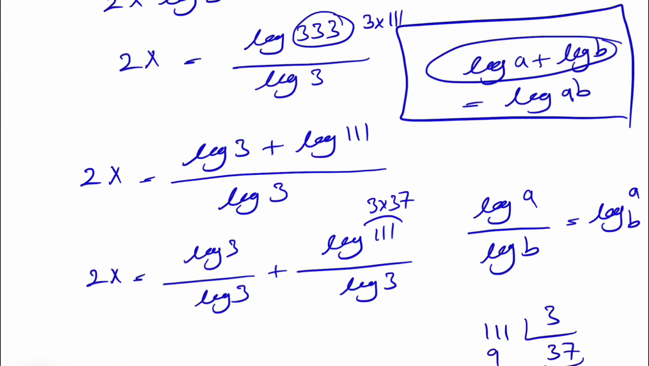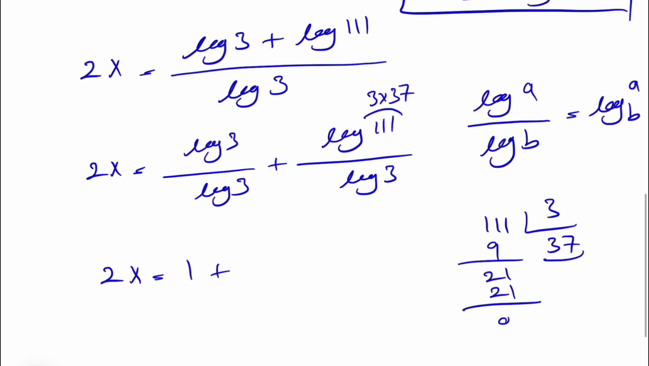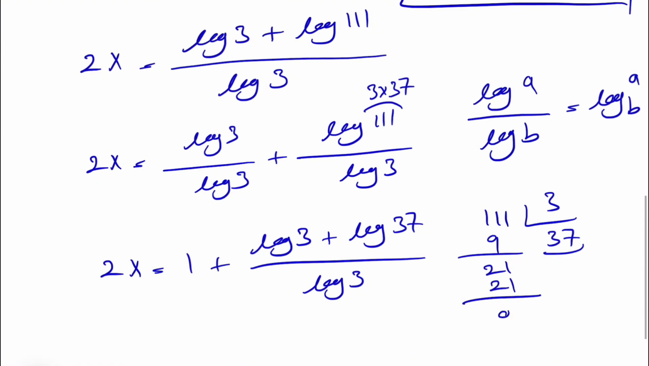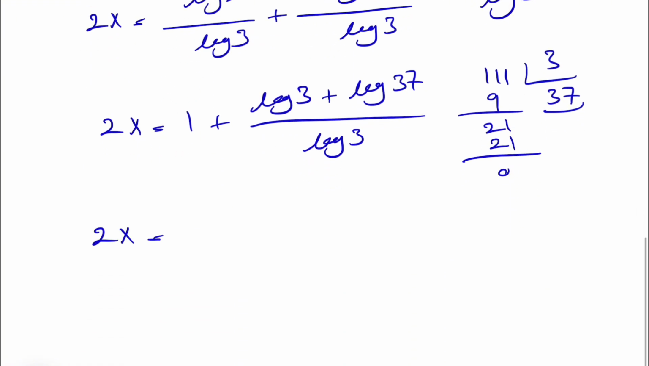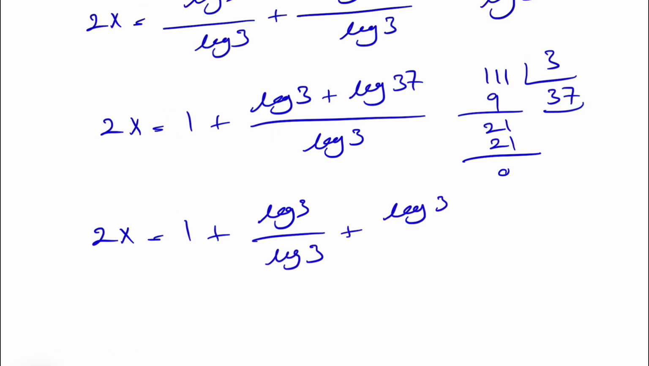So now we can use the law that we used in the previous step. So this time, instead of log of 3 times 37, we're going to do the log of 3 plus log of 37 divided by log of 3, and we have the same thing. 2x is equal to 1 plus log of 3 divided by log of 3 plus log of 37 divided by log of 3.